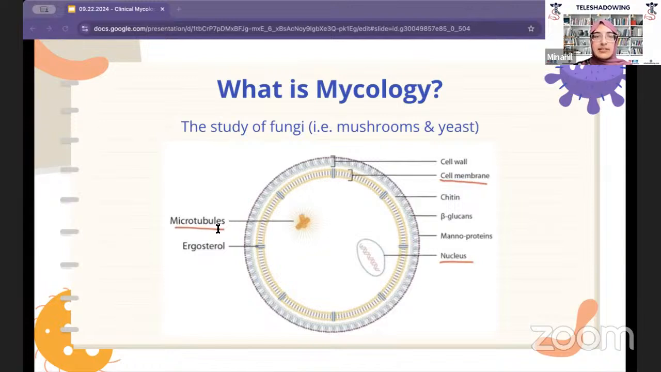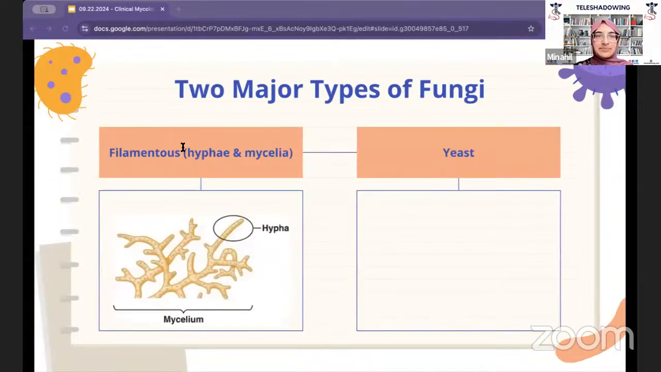Another difference is the cell wall, which has chitin. There's also beta glucans. There's also mannoproteins, and these are also drug targets as well. But I just want us to focus on one drug target, which is ergosterol, just for today's purposes. Now I'm going to talk about the two main different types of fungi.